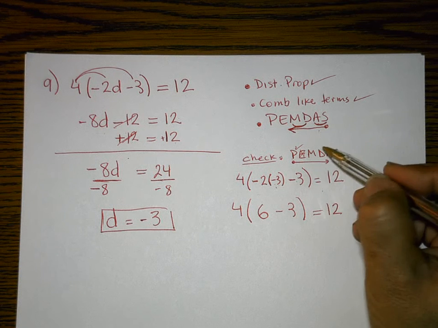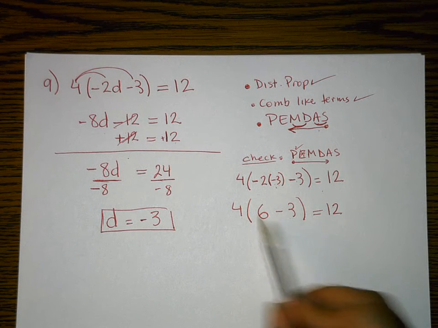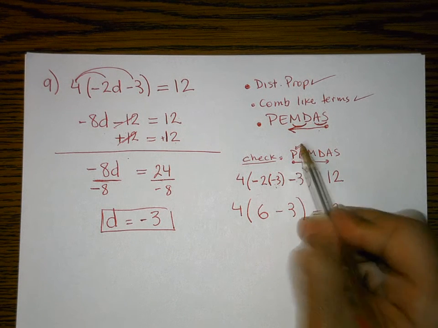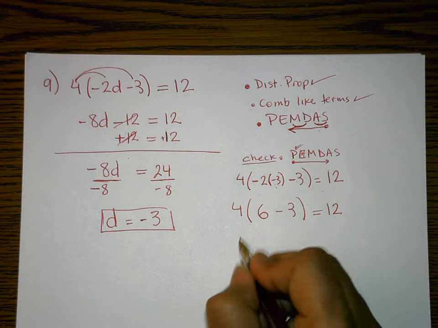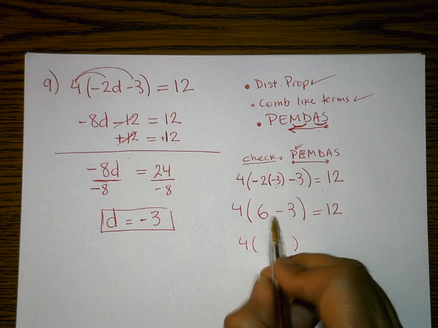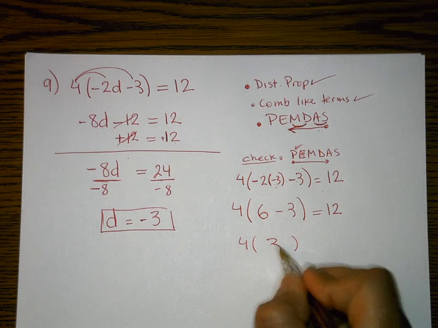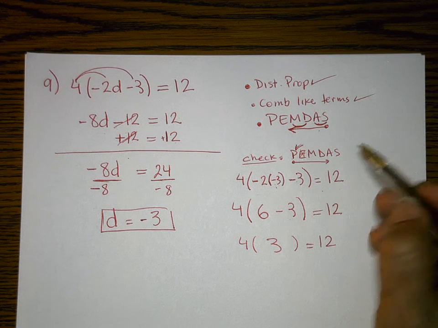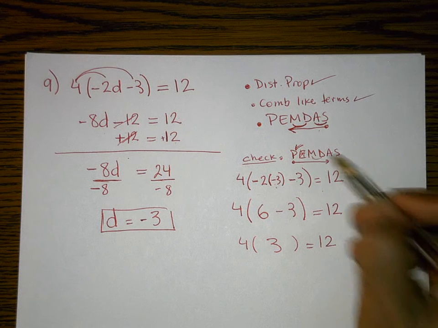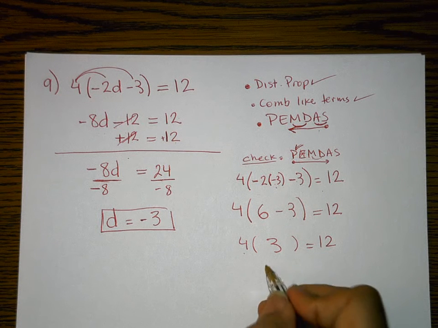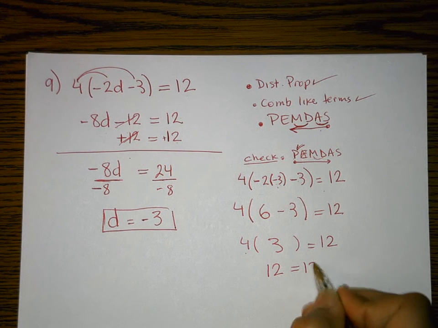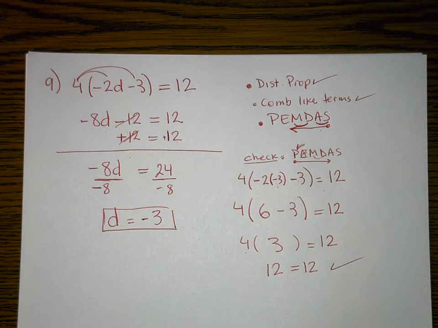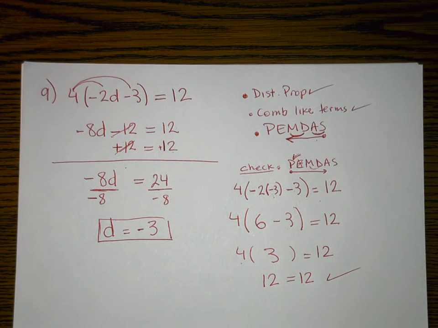Now I'm still inside the parentheses, so I still need to take care of that parenthesis. So 4 times 6 minus 3 is 3, which equals 12. Okay, now I'm done completely with parentheses. Now I take care of multiplication. 4 times 3 is 12, which it does equal 12. We're done.